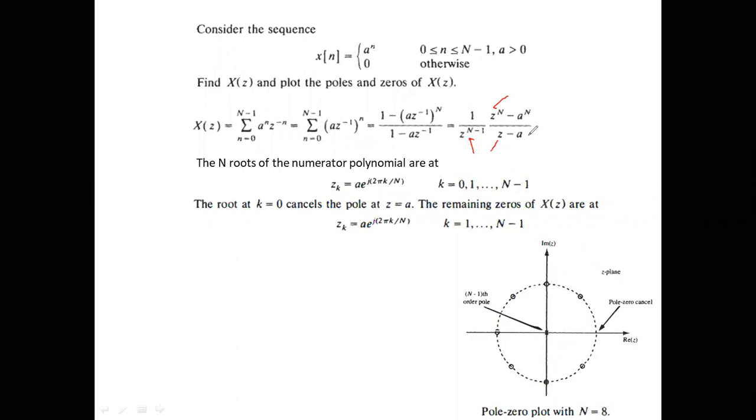Now suppose I had only 2 points. How do you do this? You can see there is a pole at z equal to a. Then there are another n minus 1 poles. So if n is equal to 10, we are going to get 10 minus 1, some 9 poles at the origin. Here are those 9 poles at origin, for n equal to 10. If n is equal to 8, then there are 7 poles at the origin. The remaining one pole is at A.